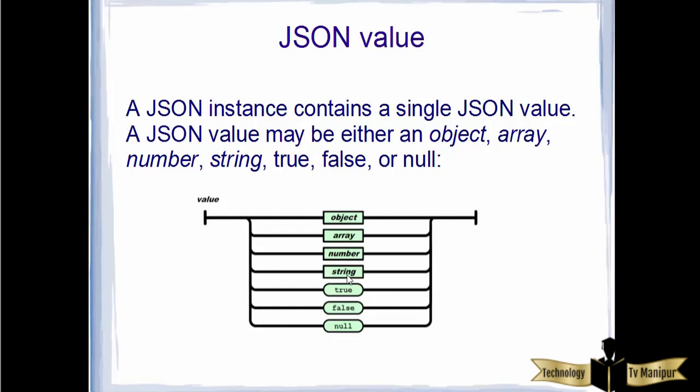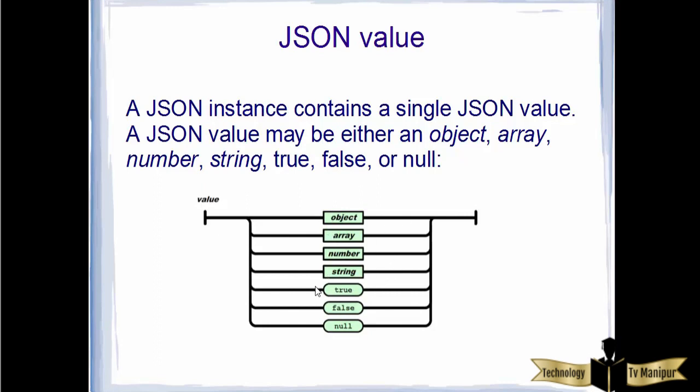Okay, so these are the data types which can be used to send values in JSON. It can be an object, an array, a number, a string, or a boolean value, or if you don't have any data then you can send null also. Now let me show you a simple example of a JSON.